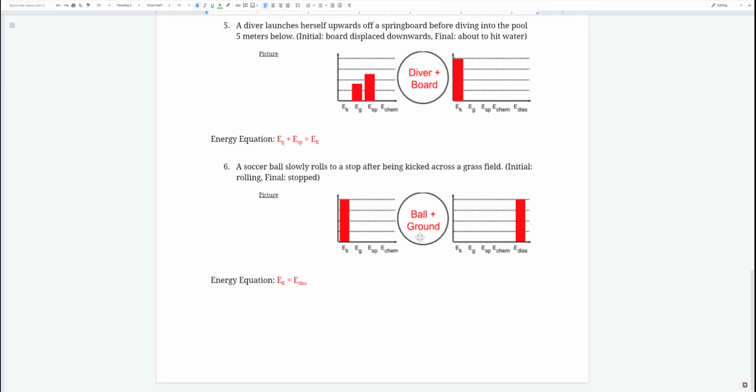And this will be important once we get into work. Just notice that our system for this one is the ball and the ground. If we don't say ground here, we can't have dissipated energy, and we have to include work, which is what you'll learn about next. Our energy equation for this one is EK, so kinetic energy just all gets dissipated, so EK equals E dis.